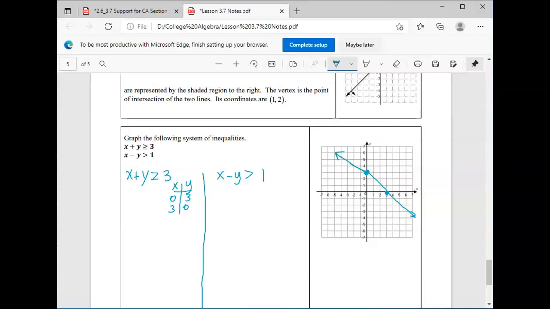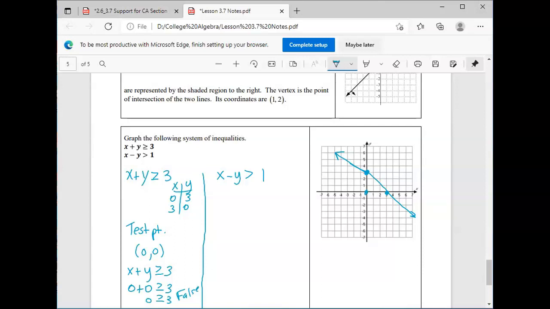Okay. And I need to pick a test point. I'm going to pick 0, 0 because it's not on the line. So is x plus y greater than or equal to 3? 0 plus 0 is greater than or equal to 3. That is false. So my test point was right here, so I don't want to color that in. Everybody okay with this so far?